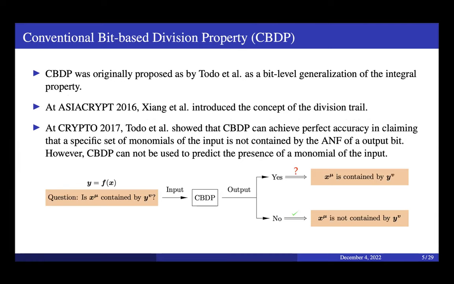The conventional bit-based division property was originally proposed as a bit-level generalization of the integral property. And later, Todo showed that it can achieve perfect accuracy in claiming that a specific set of monomials of the input is not contained by the ANF of the output bit. However, CBDP cannot be used to predict the presence of a monomial of the input.